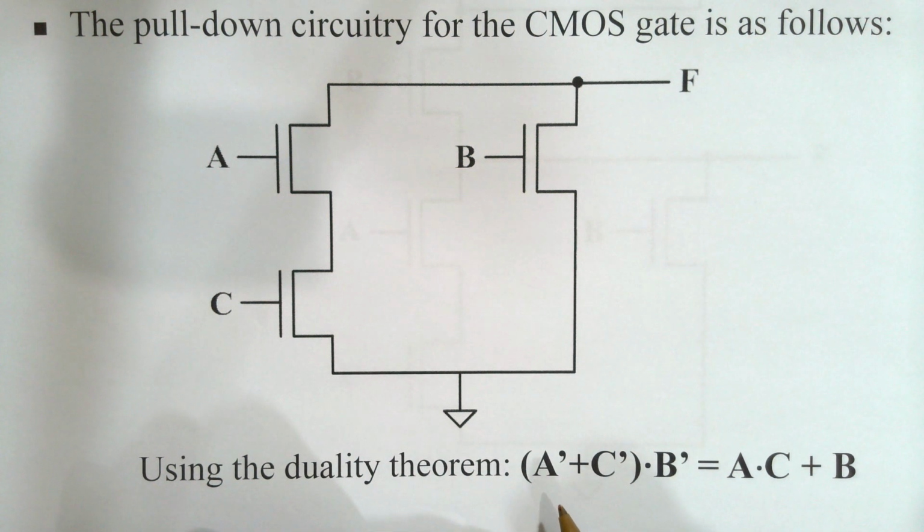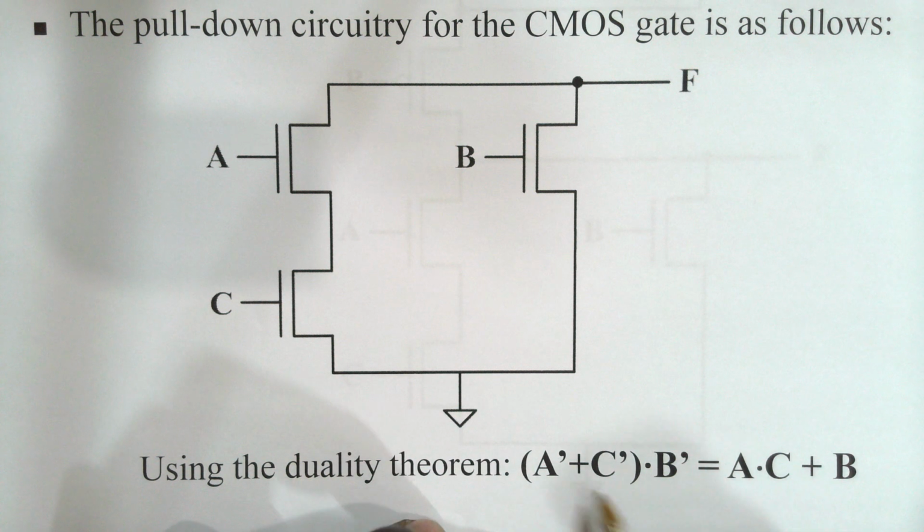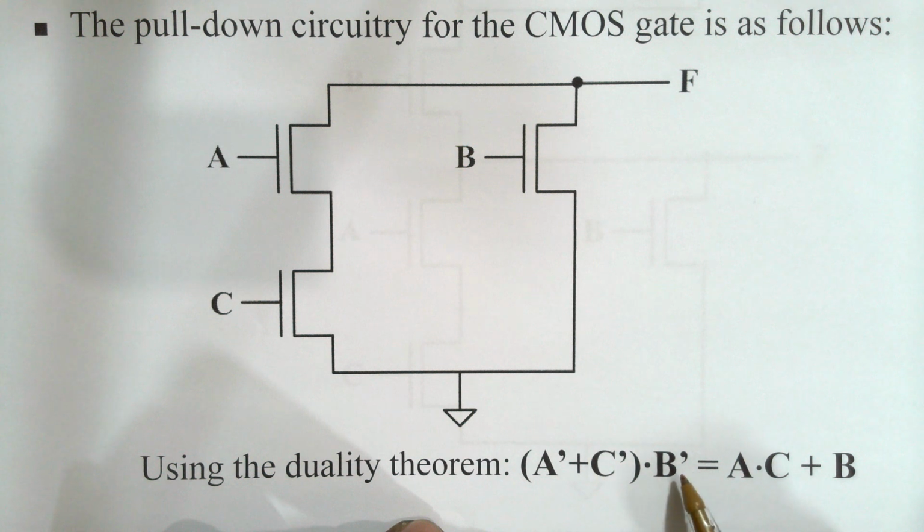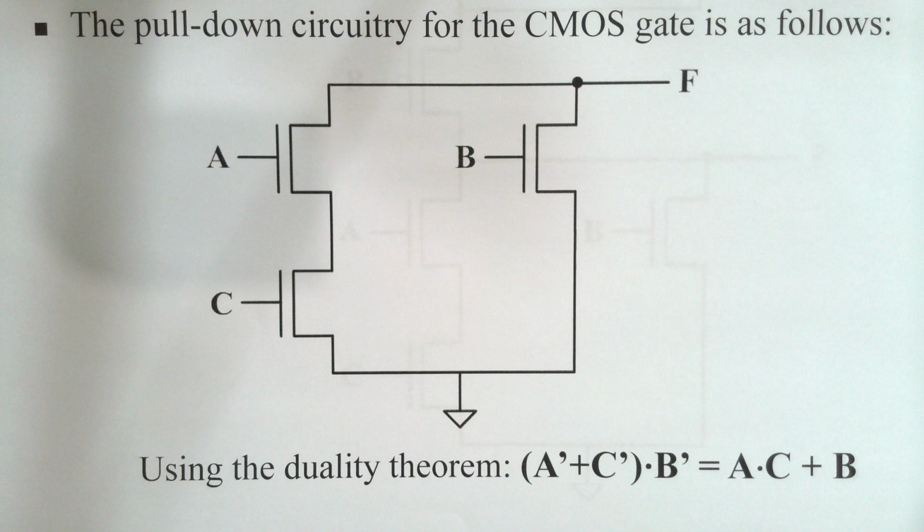So therefore, A prime or C prime in brackets, dot B prime: first thing we do, we invert all those, A prime, C prime, B prime, so that now they are A, C, B. The ORs are turned to ANDs, the dot. ANDs are turned to ORs. So our expression becomes A and C, all or B. Now we can use this expression to draw the pull-down circuitry.